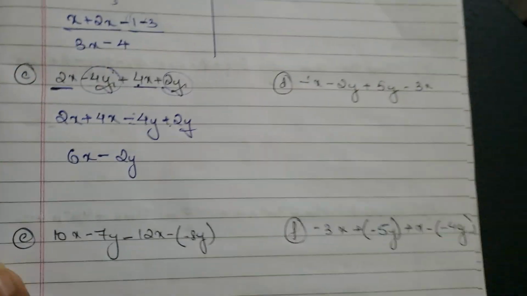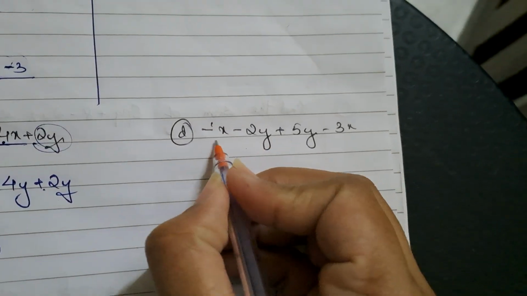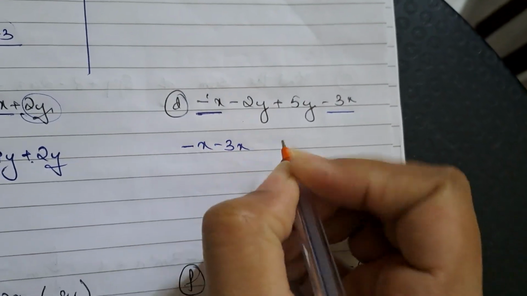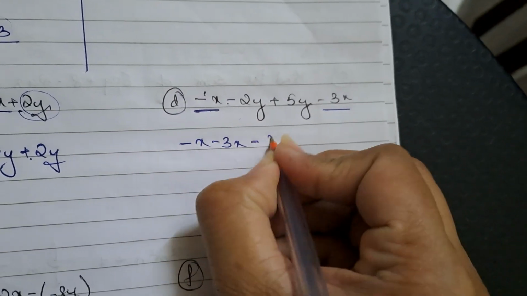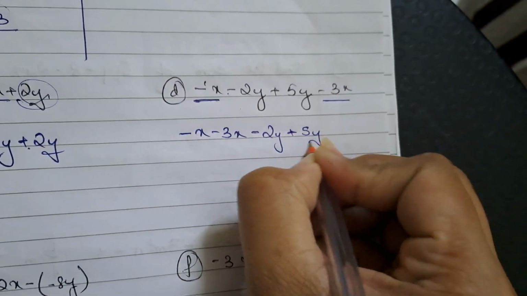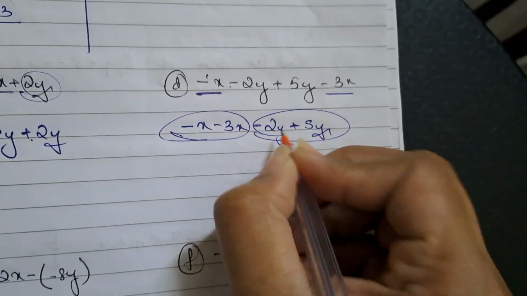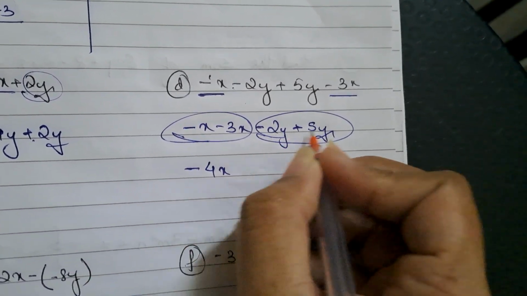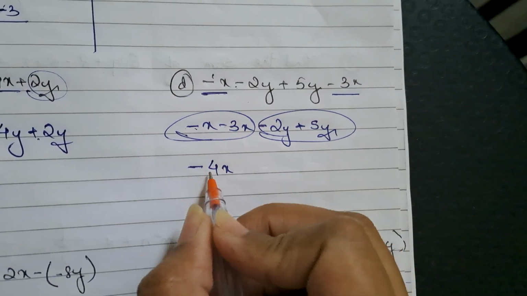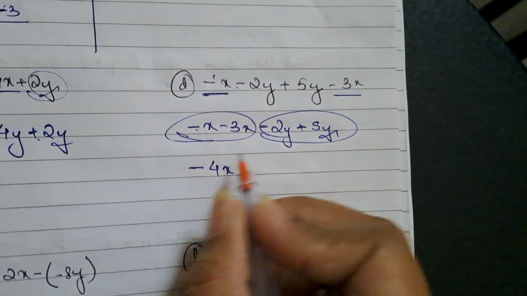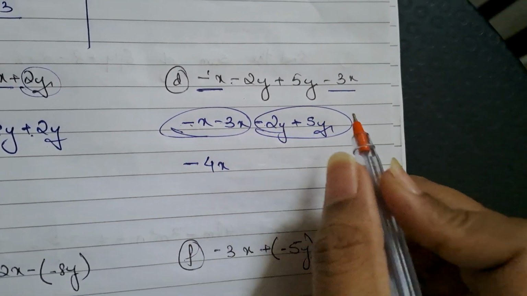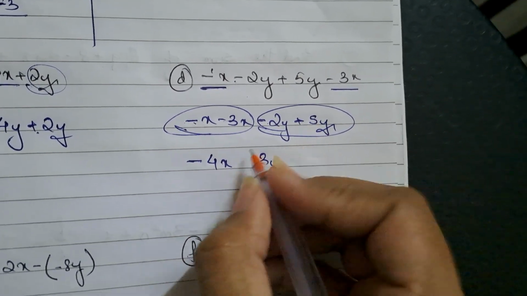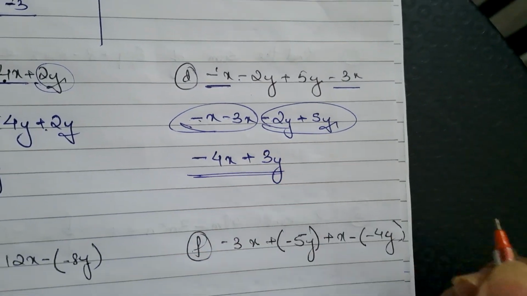Okay, let's take into consideration this term here. This is similar with this. So minus x minus 3x. Then I have minus 2y and plus 5y is what I have here. These two terms together become minus 4x, because they had the same sign, so I added them and the bigger number sign has come in here. These are two different signs, so they will undergo subtraction. So 5 minus 2 is 3y, and what is the bigger number sign? Positive. So this will be the answer for it.